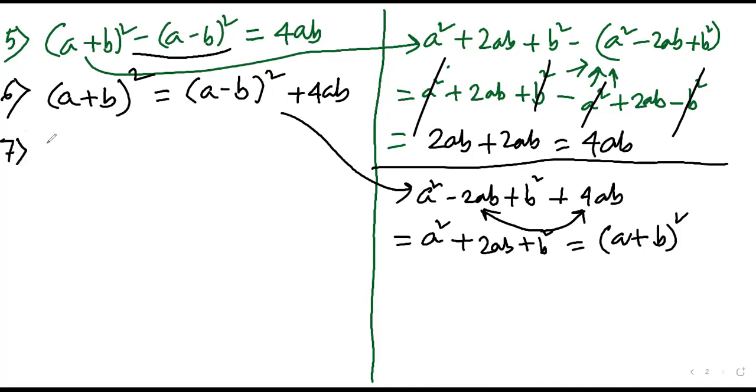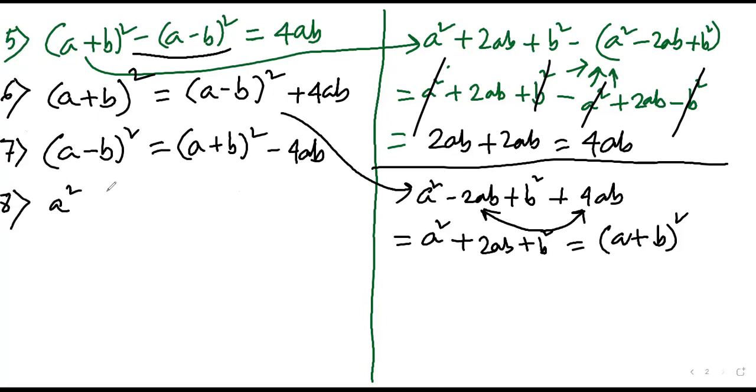next, a minus b whole square is equal to a plus b whole square minus 4ab. Similar explanation, so no need to write here again. Okay, next, number 8.